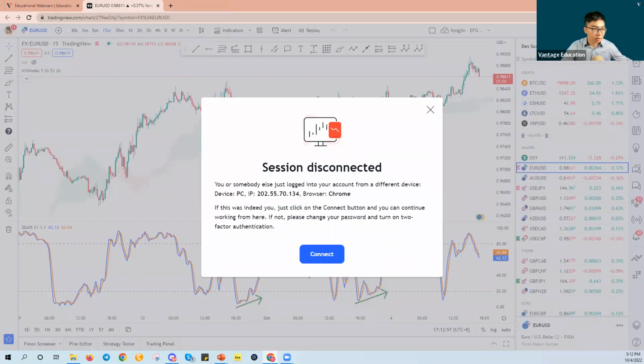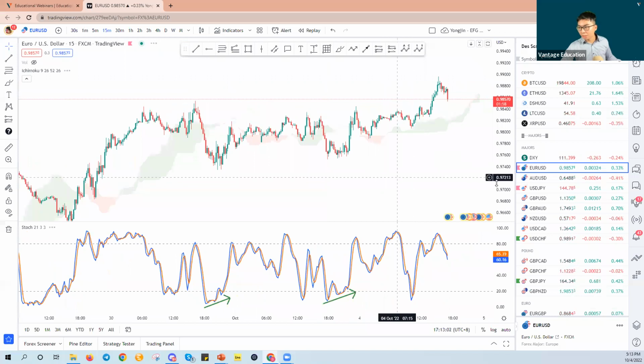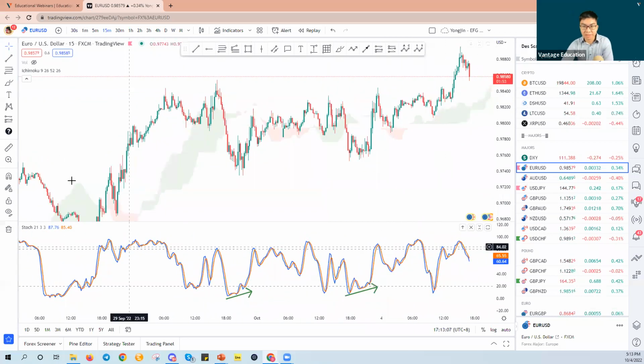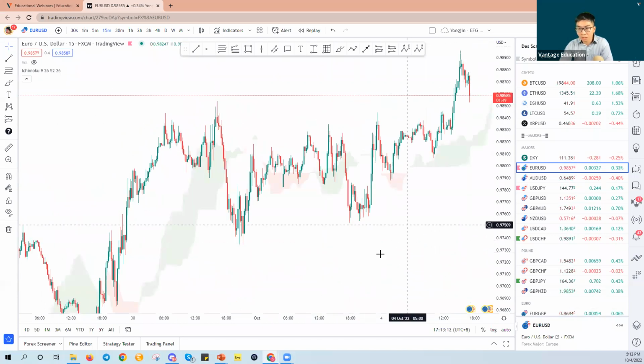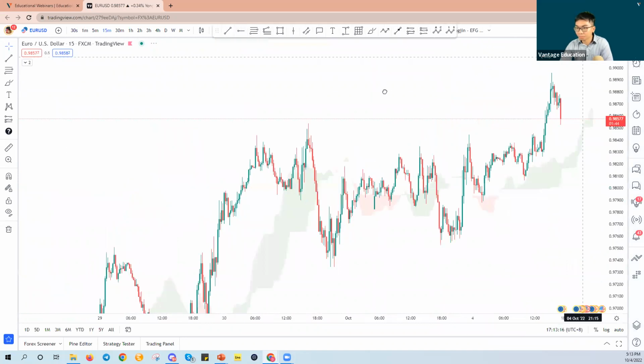Yes, you heard about it, smart money concepts. Okay, let me reconnect back. So as I was mentioning earlier, we can set the settings. Firstly, let me clear all this out. How do I get the stochastic indicator?